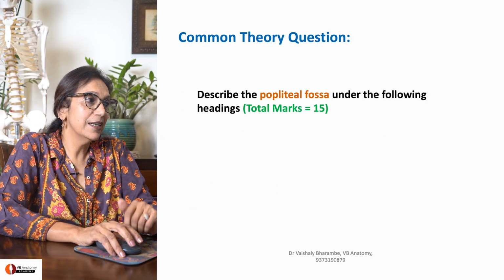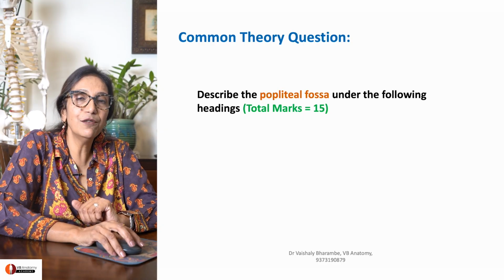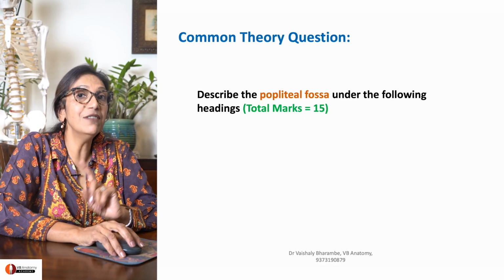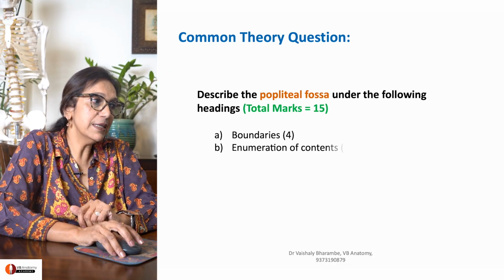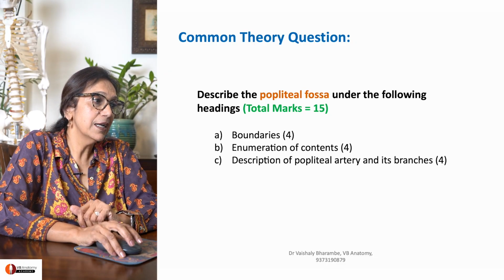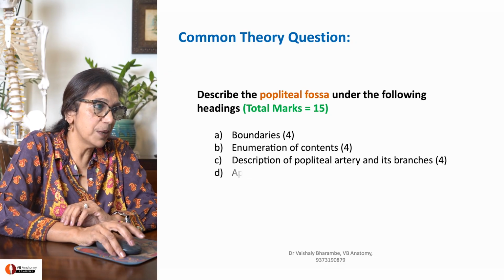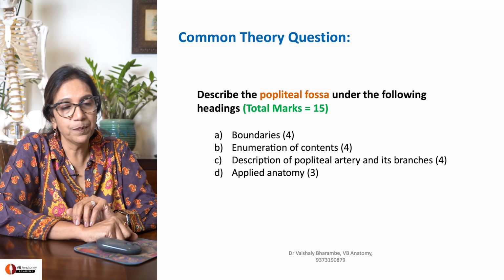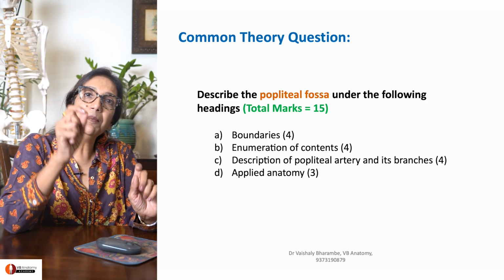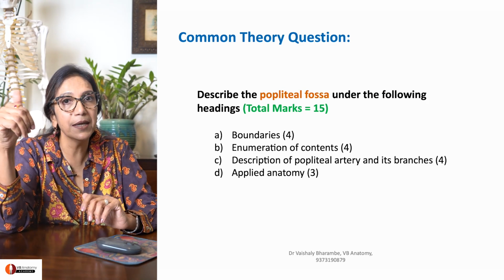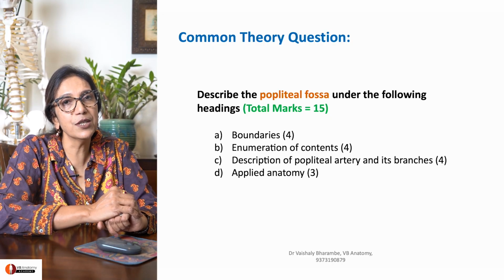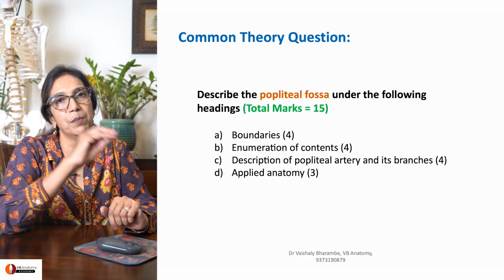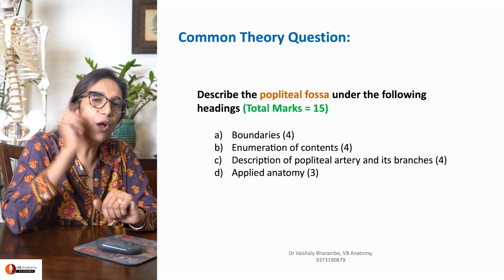So there's a very common theory question. Let's read it. Describe the popliteal fossa under the following headings. It's a long question, 15 marks, okay? So what are the headings? Boundaries, contents, description of popliteal artery and its branches, and applied anatomy. This is the question. Even the marks are given for every subheading, right? So how do you approach this question to get the highest possible marks? We're going to solve that today.